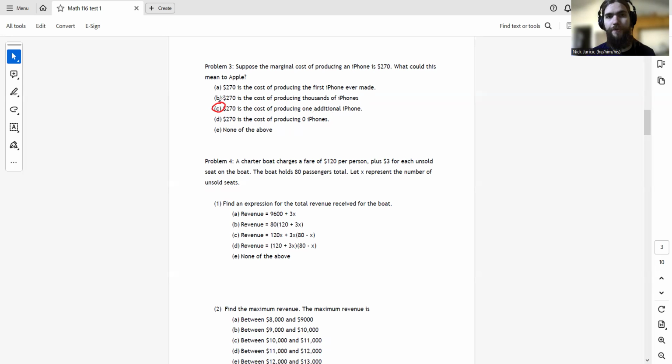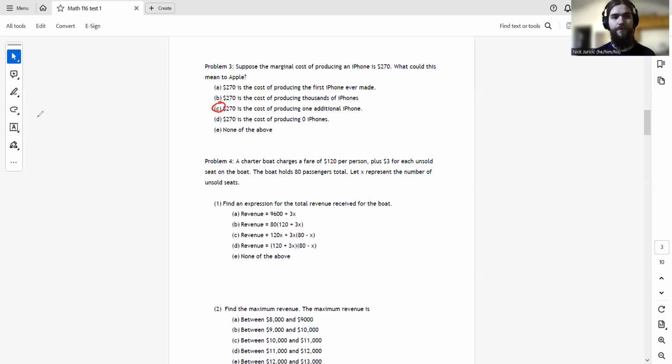The actual interpretation of marginal cost is always the cost of producing one more or one additional of whatever you're producing. In this case, the cost of producing one additional iPhone. That would be the marginal cost of producing an iPhone. That $270 is the cost of producing one additional iPhone. So Apple's already got all their stuff set up, and now they're just pumping out iPhones, and every iPhone they pump out, basically, it costs them $270.